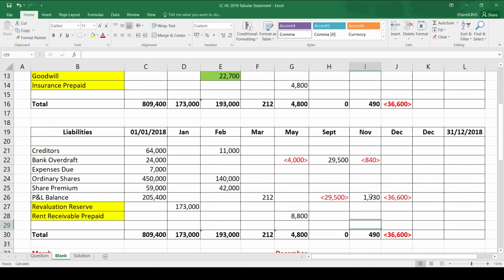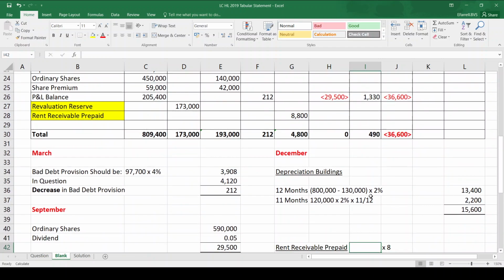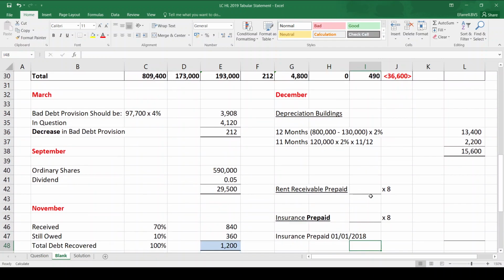Now the last thing we need to do is to work out the rent receivable prepaid and the insurance prepaid at the end of the year. So the rent receivable in these questions is always prepaid. The insurance or the expense can be prepaid or due, so you just need to be careful when reading the question and checking the date.